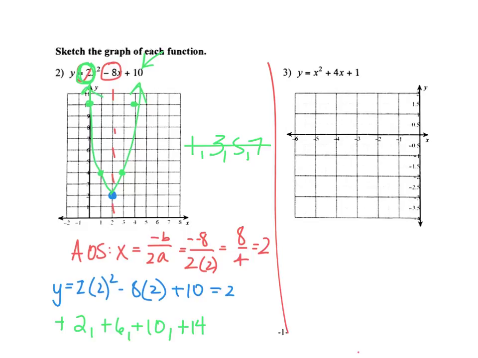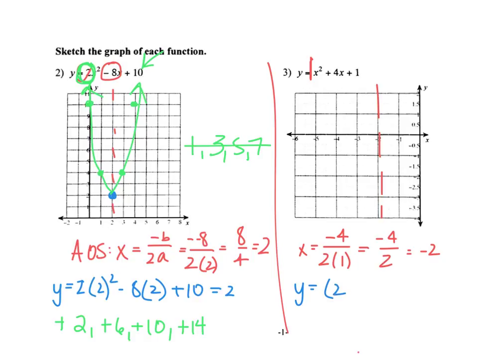All right, question 3, very similar, start in the same place. Axis of symmetry is going to be x equals -b, so -4 over 2a. Since there's no number in the front, a is going to be a 1 right here. All right, that's -4 over 2, which is -2. We're going to plug that back in. So I'm going to graph that axis of symmetry. Plug that back in to find the vertex.